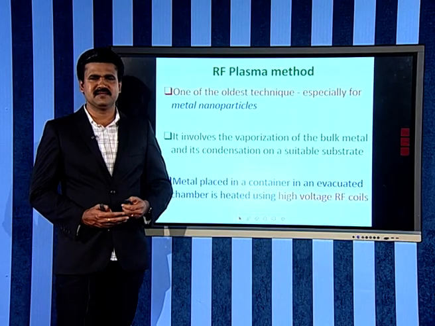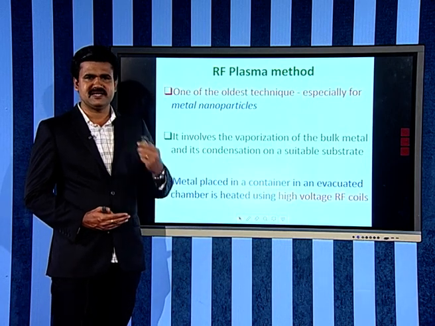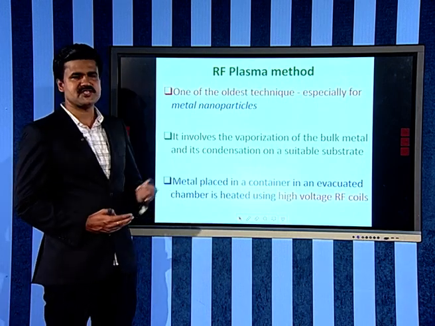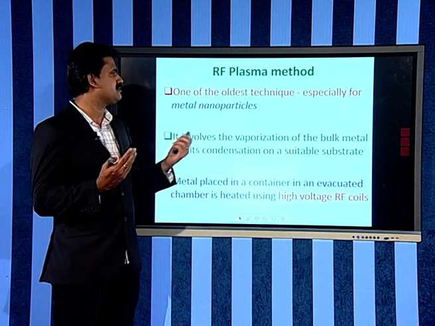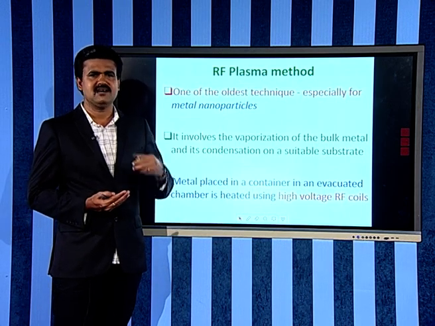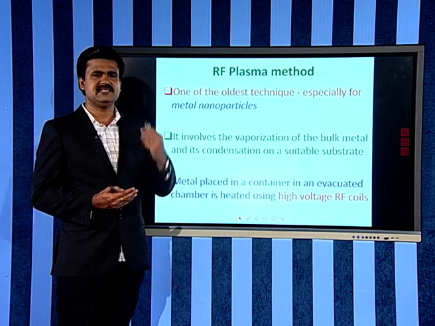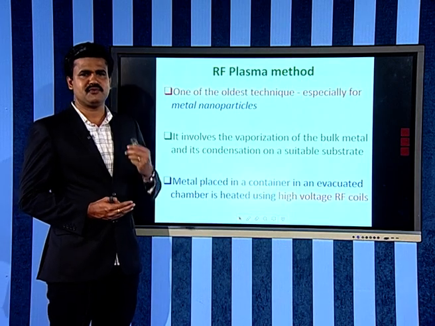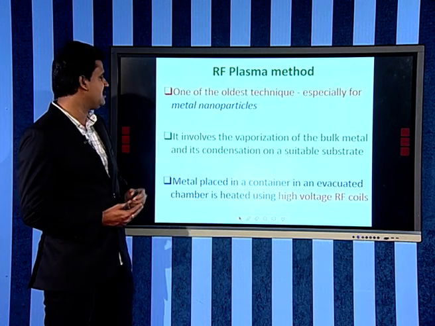Now, the first method, that is the RF plasma method. RF, I mentioned, is radio frequency. It is one of the oldest techniques, especially used for the preparation of metal nanoparticles. We are very much familiar with metal nanoparticles. Nanoparticles of silver, gold, and other metals can be prepared by this RF plasma method. And this method involves vaporization of a bulk metal and its condensation on a suitable substrate.